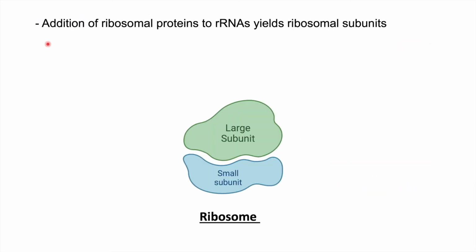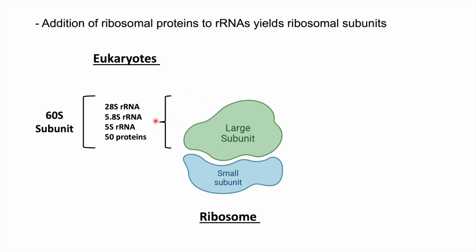And lastly, when the ribosomal proteins are added to the ribosomal RNAs, it yields the ribosomal subunits. So we have the large ribosomal subunit and the small ribosomal subunit. Ribosomal RNA plus proteins form these different subunits. Let's talk about eukaryotes first. In eukaryotes, the large ribosomal subunit contains 28S RNA, 5.8S, and 5S RNA plus 50 proteins, and that eventually forms the 60S ribosomal subunit, which represents the large subunit of the ribosome.